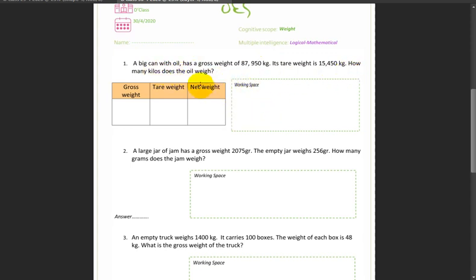So right away, let's try and figure out what weight we are looking for, okay? It's telling us that the gross weight is this much. And the tare weight is this much. So immediately we know these two. We know the gross weight and the tare weight. And we just said that the gross weight is 87.95 kilograms. And we know that the tare weight is 15.45 kilograms.